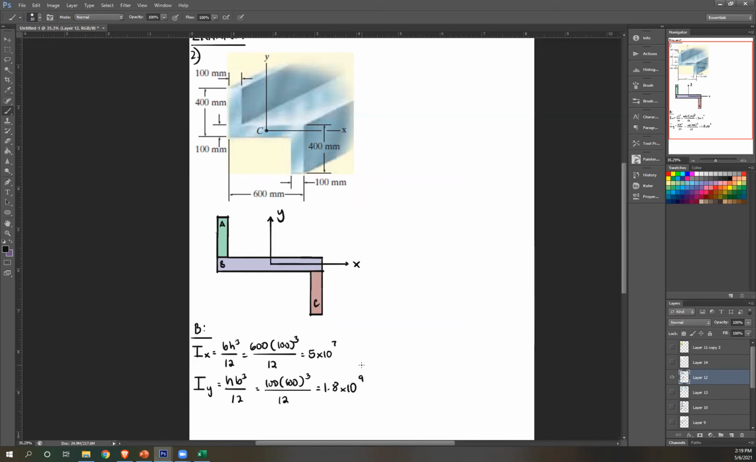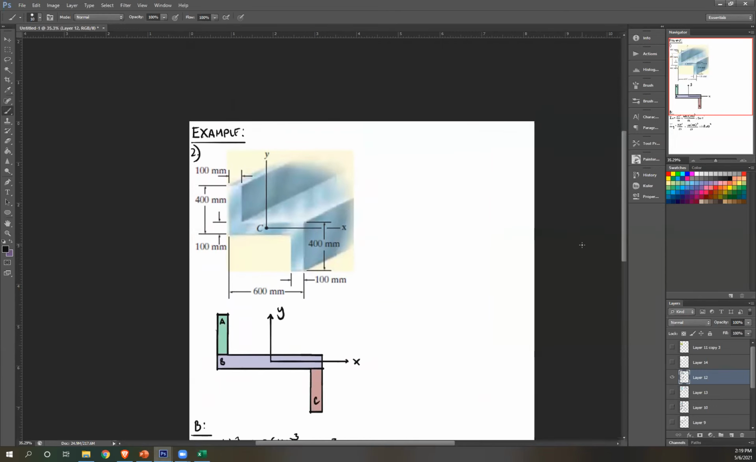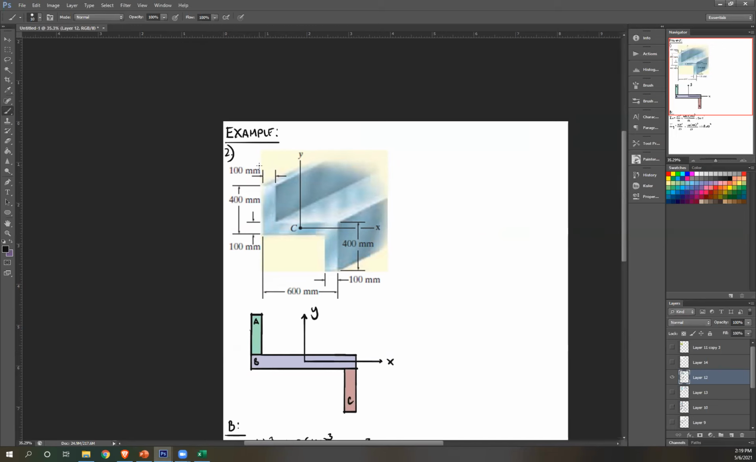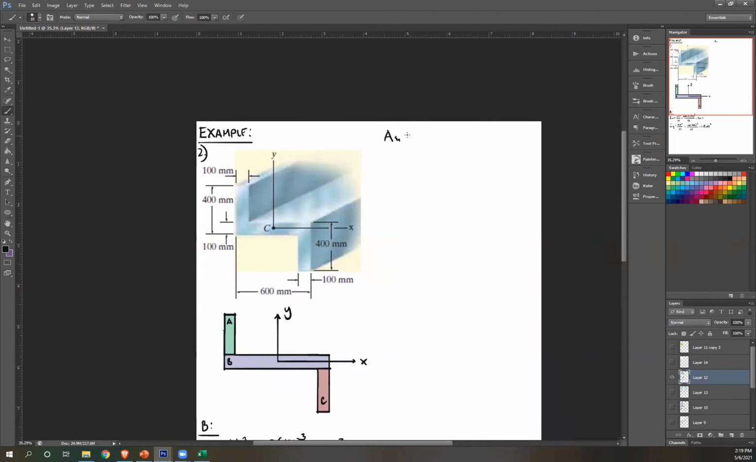Okay. So now that's your IX and IY. Put that to the side. Now we need to solve for A and C, block A and C. But take note, A and C have the same area, right? They both have a width of 100 and a height of 400, and they're both oriented the same way. And not only that, their centroids are equidistant from your axis. In short, they're a bit similar. So that means I can just solve for IX and IY for them both.